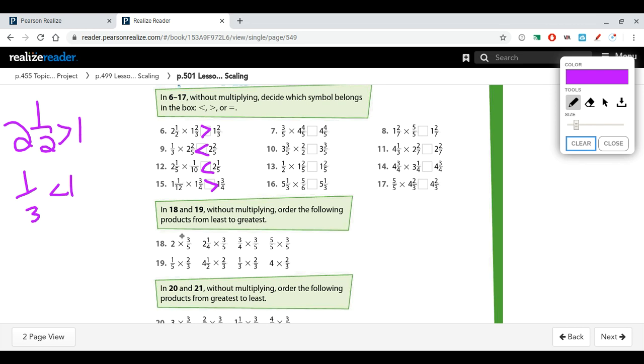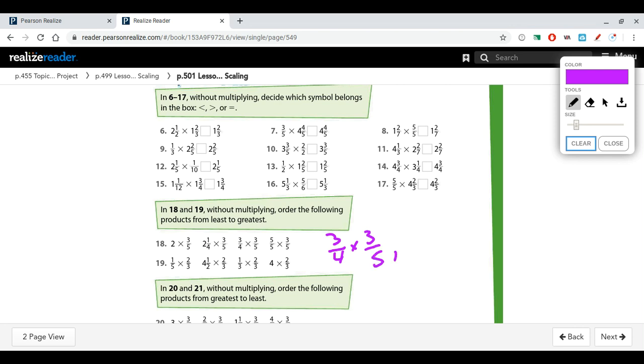All right. So without multiplying, I'm going to come back down here to 18. I'm going to do 18 with you guys. Without multiplying, we are going to order the products from least to greatest. So I'm going to order 2 times 3/5, 2 and 1/4 times 3/5, 3/4 times 3/5, 5/5 times 3/5. So really, because I'm multiplying everything times 3/5, I'm really just looking at 2, 2 and 1/4, 3/4, and 5/5. So I look for the smallest one. The smallest one is going to be 3/4. So it's going to be 3/4 times 3/5.